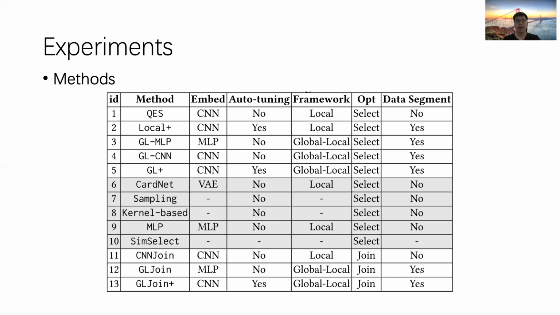The global local join plus uses both query and data segmentation. It also uses the same tuned hyperparameters as used by global local plus. We also use estimation methods for similarity search as baselines for join estimates.